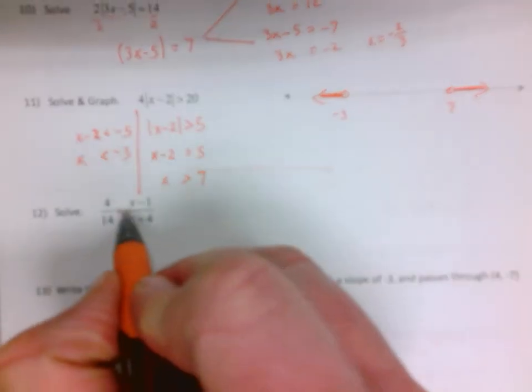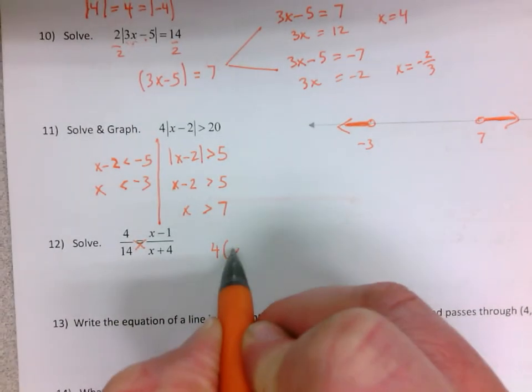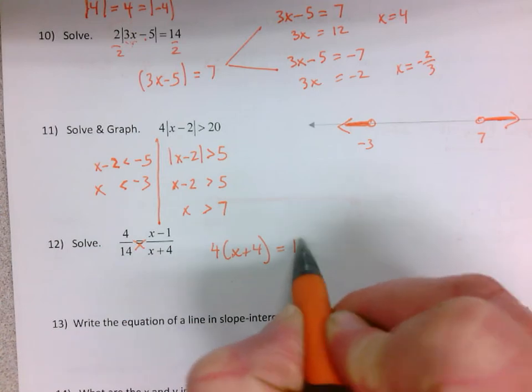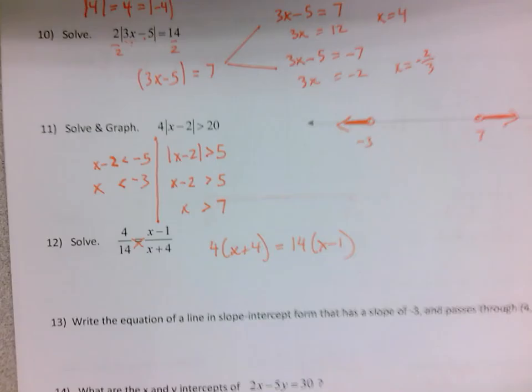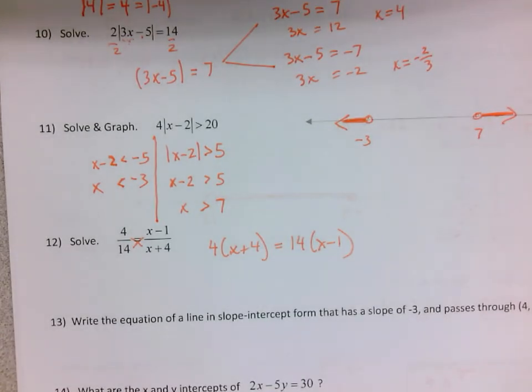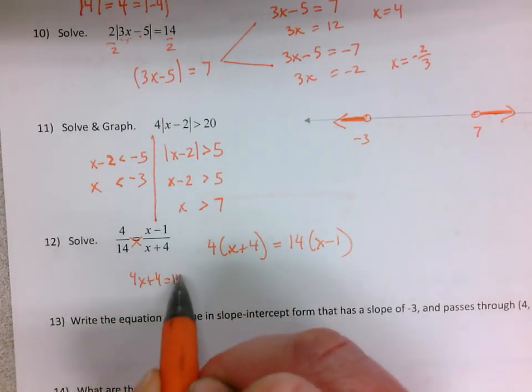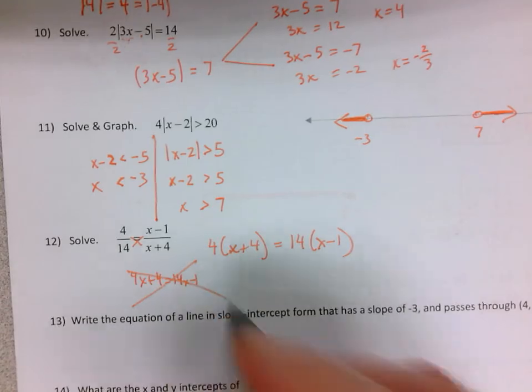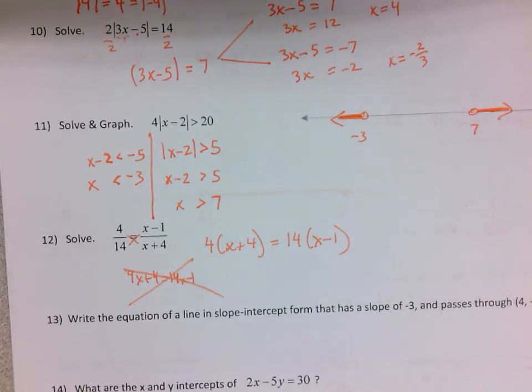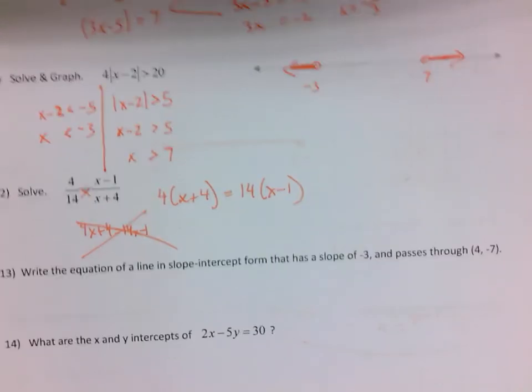Okay, cross multiply and solve. The biggest mistake people make is not to do this. All of you can solve that equation. Some of you would write this: 4x plus 4 equals 14x minus 1. And none of you could solve it and you wouldn't get the right answer. Don't be making stuff up. Stick to the rules of algebra.